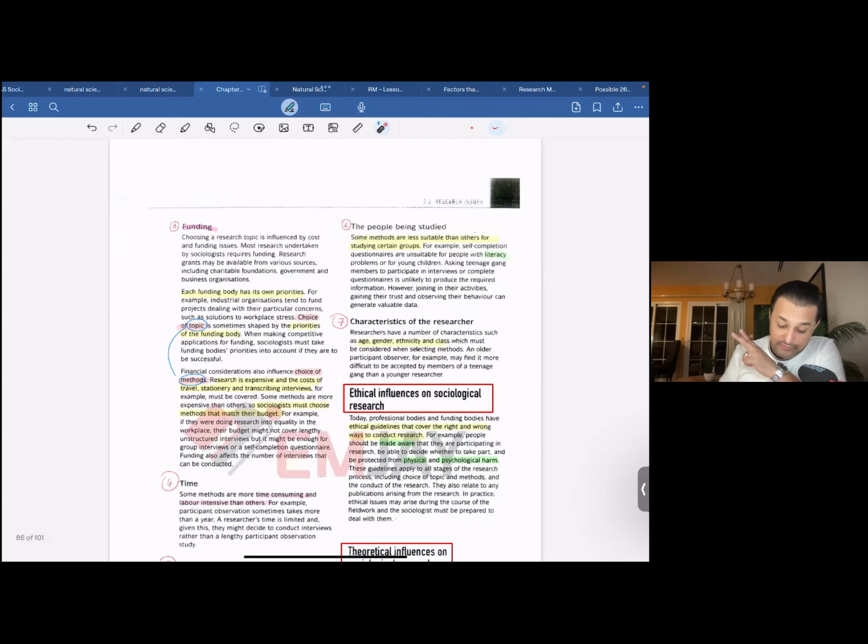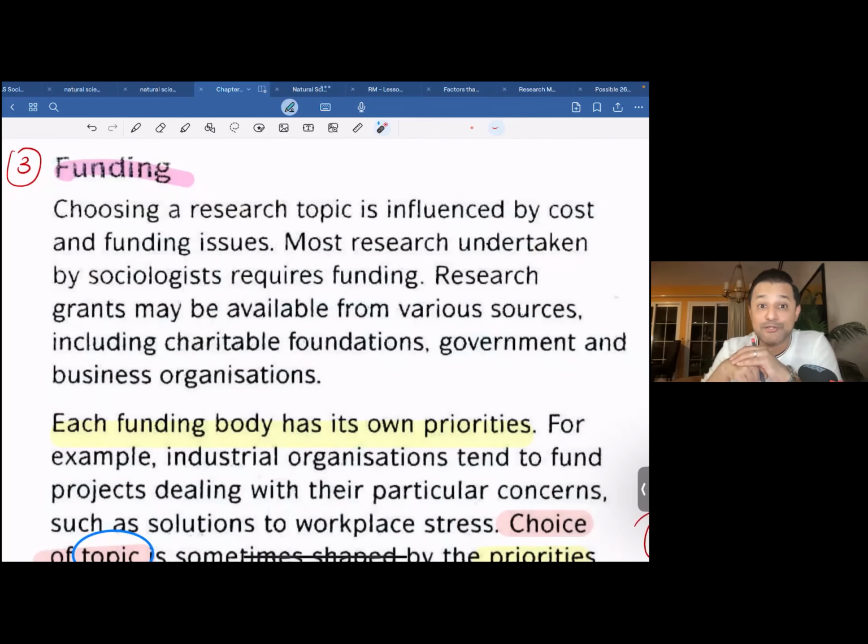Moving on to the third factor, that is funding. Money matters, right? Sociological research is costly, and in many instances sociologists apply for funding from different organizations. And when you expect funds from a particular organization, that organization's own priorities have to be taken into account. Let's say there's an organization that is ready to fund research, and 10 researchers have applied for a grant from it.